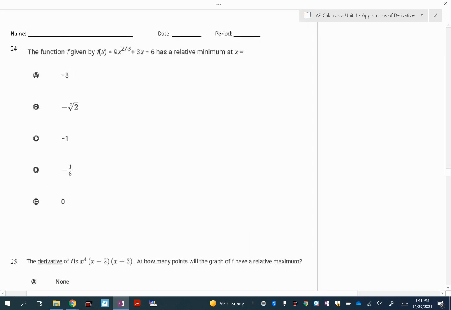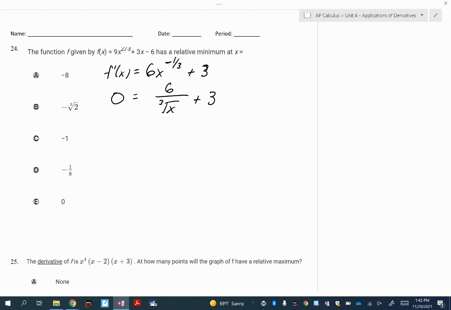Same process here, guys. I'm going to find the derivative of f prime of x. Now, it's going to be a little tricky here because I have x to the 2/3 power. So 9 times 2/3 is 6. And then 2/3 minus 1, I get negative 1/3, and then plus 3. So I'm going to rewrite that as 6 over the cube root of x plus 3 equals 0. So my critical points would be whatever makes this undefined or would be set equal to 0.